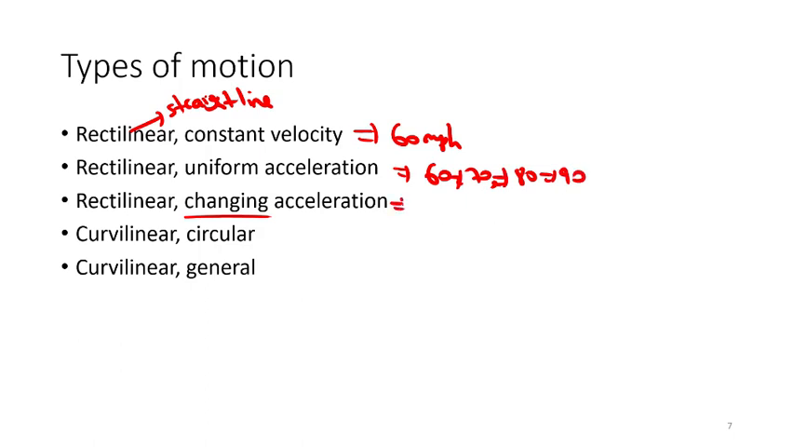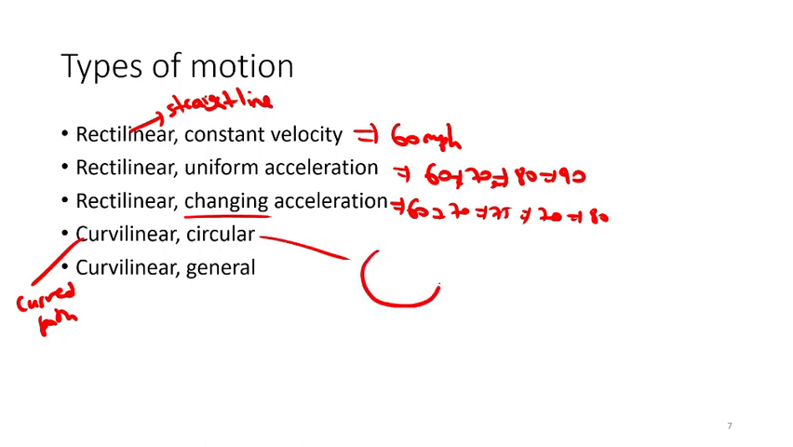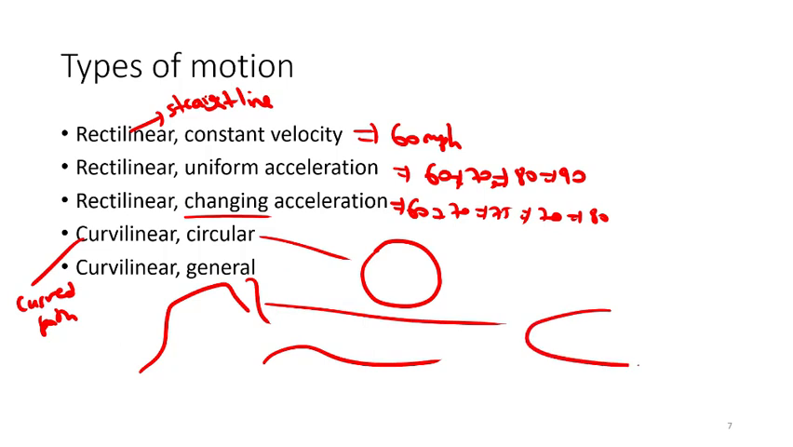The changing acceleration means that it was 60 and then you make it 70 and then 75 and then back to 70 and then 80. So the acceleration is not constant. And then we have the curvilinear, which means a curved path, and it can be circular or general. Circular means that it clearly moves in a circle. General means that it can move this way, it can move that way, etc., and it can even be an ellipse.